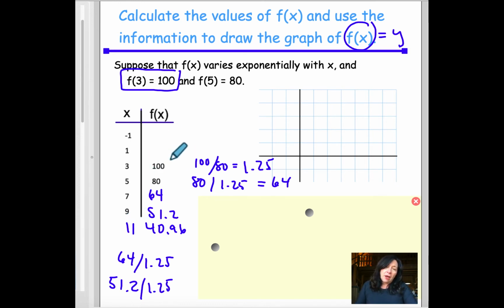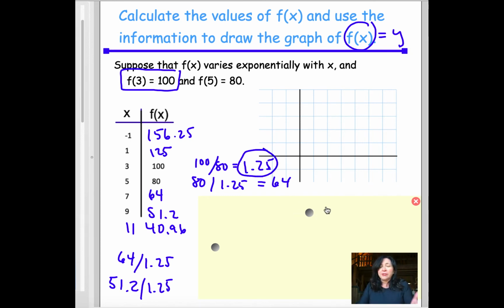Now, going the other way, though, instead of dividing, I'm actually multiplying by 1.25, right? If I took 80 and I multiplied by 1.25, I get 100. And then 100 times 1.25 is 125, right? Yep. And then 125 times 1.25 is giving me 156.25. So these are the values that I get after I found my multiplier and divider.